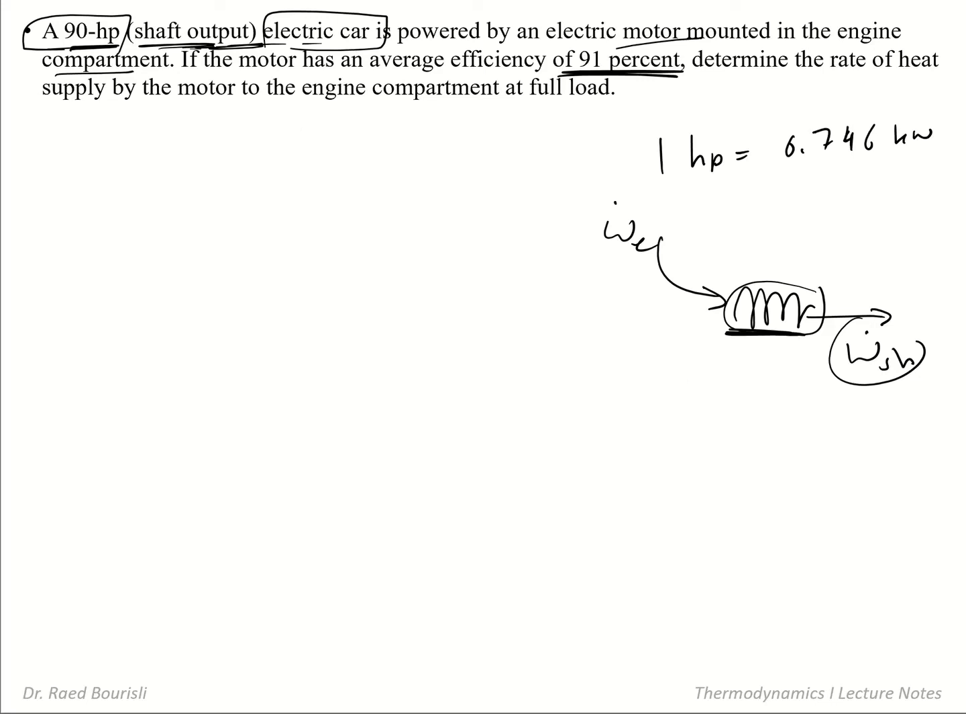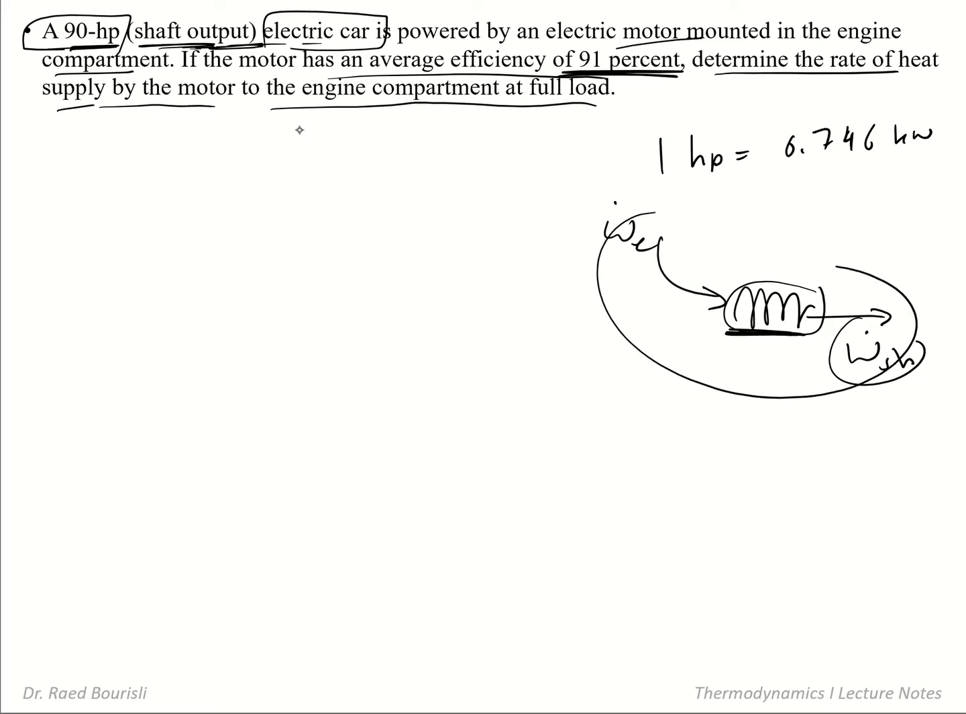So the motor has efficiency 91%. Determine the rate of heat supplied by the motor to the engine compartment at full load. Full load, let's see what full load means. But let's look at this problem. Work for the electric motor.